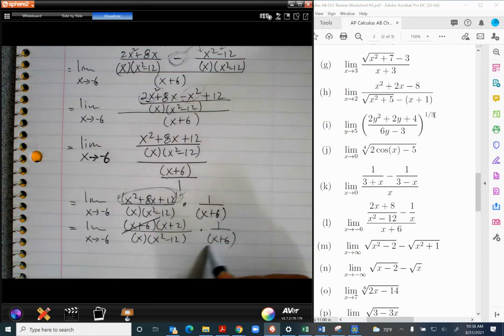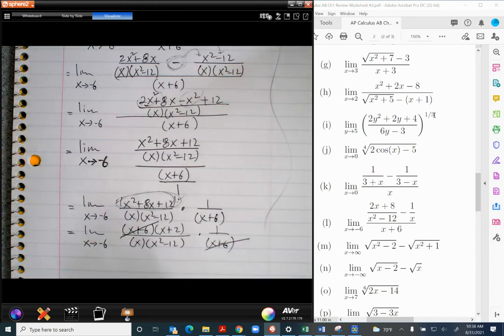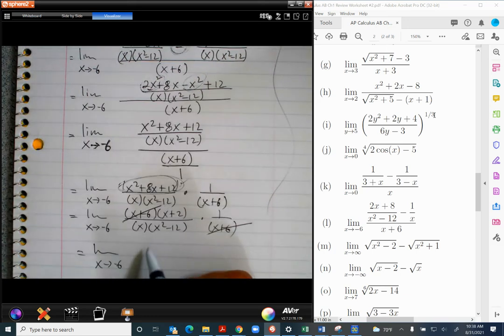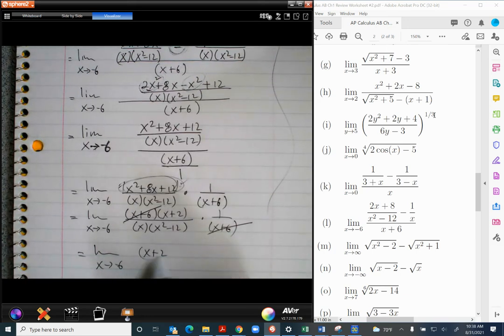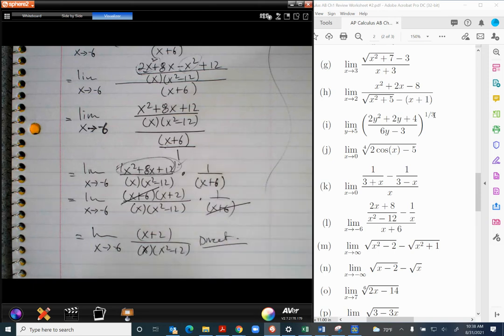So it canceled out nicely, even though all of these steps were ugly. So what do we have left over then? Limit as x goes to negative 6, x plus 2, all over x times x squared minus 12. Now what do we use? We use direct substitution. Go ahead and use direct substitution and tell me the limit.